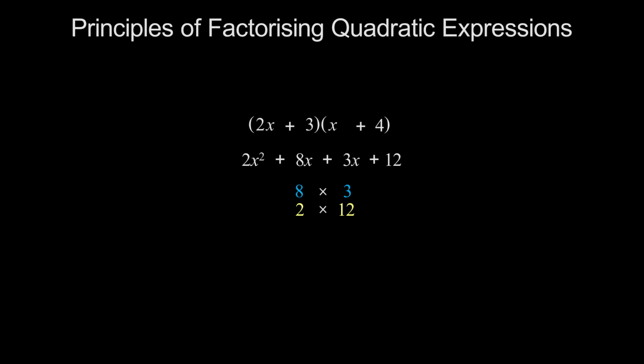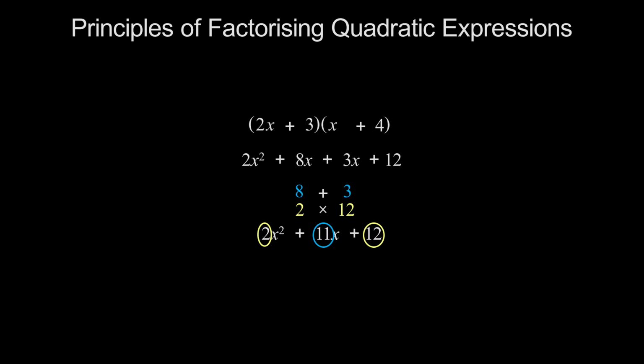The product of the required coefficients is equal to the product of the coefficient of x² and the constant term, and their sum is equal to the coefficient of the single term in x in the original expression.